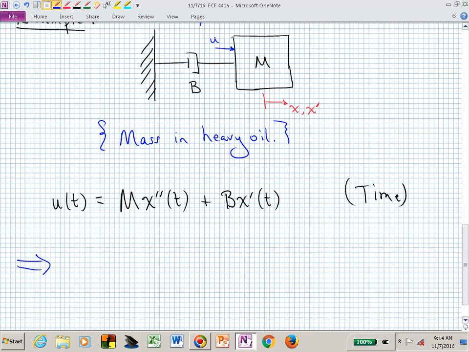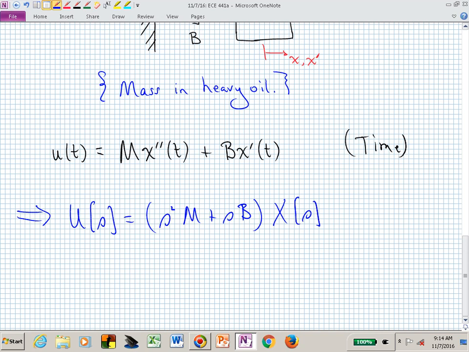If I'm looking for a transfer function, do I have to worry about initial conditions? No. So now I can just apply the Laplace transform and how it relates to derivatives. I now have U(s) equal to (s squared M plus sB) times capital X(s), where I've already factored out the appropriate terms and isolated my Laplace transformed position variable.